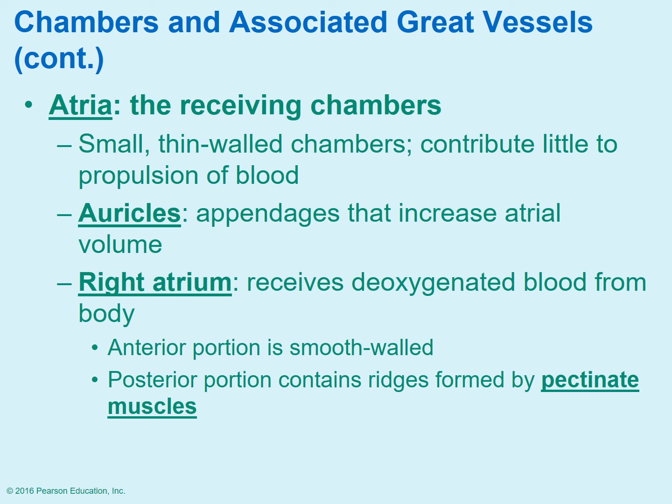The atria are the receiving chambers. As we said earlier, the walls tend to be thinner because they don't have to pump. They're just receiving the blood. They're smaller than the ventricles. So they are receiving the blood either from the lungs or from the rest of the body. The right atrium is receiving that deoxygenated blood from the body.